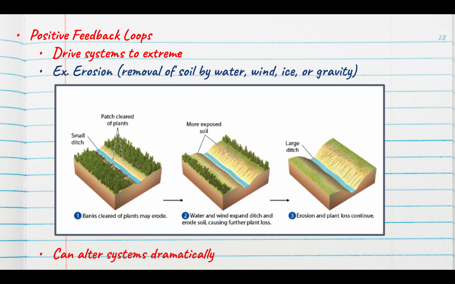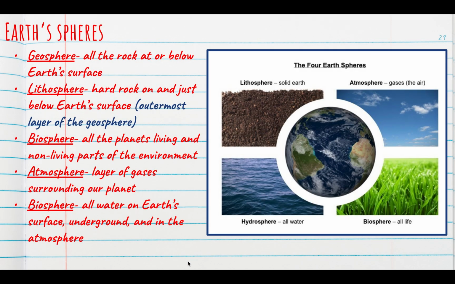Plants drastically help with preventing erosion. So if you don't have plants, it's going to have increased erosion. You're going to have more soil that is moved away by water, wind, ice, and gravity. You're just going to have this really bad outcome. So it's that balance there too. So positive feedback loops, generally in the end, not good things are happening, can alter systems dramatically.